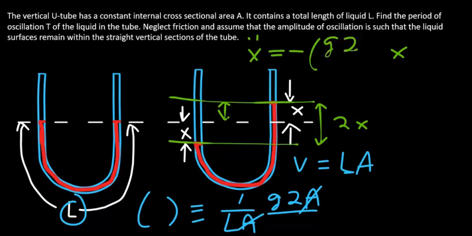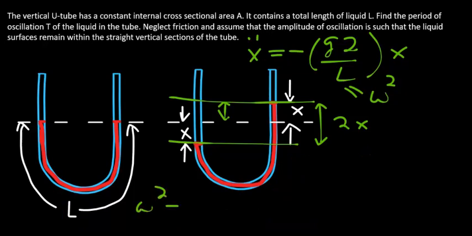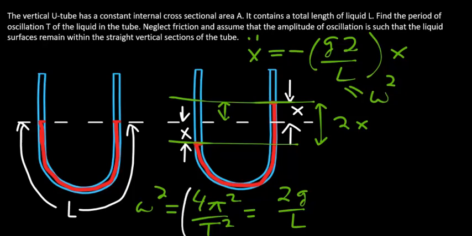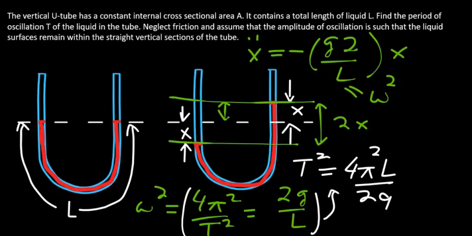G times 2 over L times minus x equals x double dot. So this is omega squared, the square of the angular frequency of the system. Since omega squared equals 4 pi squared over T squared, and that we can equate to 2 times g over L, we can solve for capital T, the period. Solving for capital T from this equation, you get T squared equals 4 pi squared L over 2g.